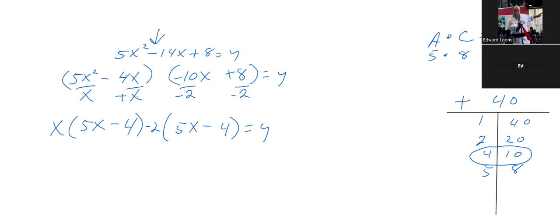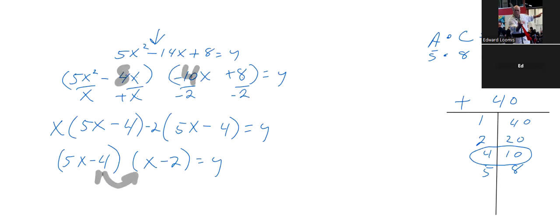Now, what's the same? 5x minus 4, the parentheses are the same. What's left? X minus 2 is y. Had you done it the other way and you put the 8 in the first parenthesis and the 4 in the second, you would have got the same answer. You still would have got 5x minus 4 and x minus 2 as your answer. It still would have been the same.